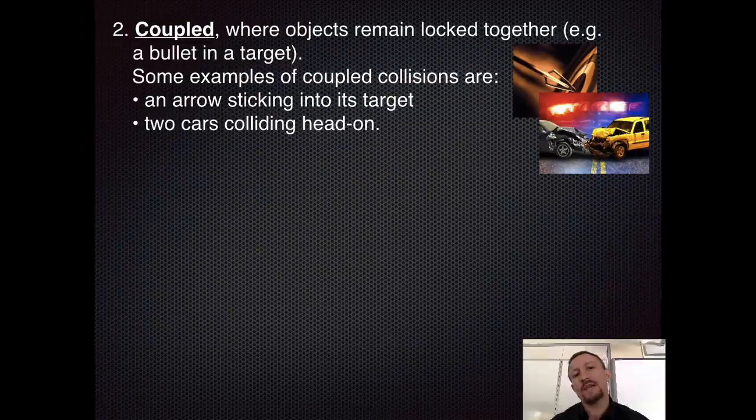So what happens with the second one, which is coupling? Coupling is where we get two objects, one hits into the other, and instead of bouncing off, they join together. So all you've got to take into account is that the larger combined mass has been included. For example, an arrow sticking into its target, or two cars colliding head-on and the bumpers actually stick together. Locomotives work this way too, a locomotive going into a carriage.